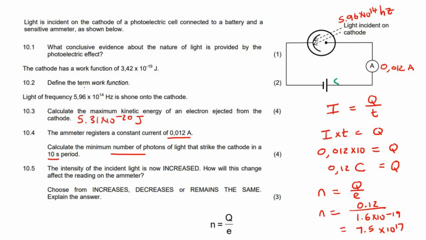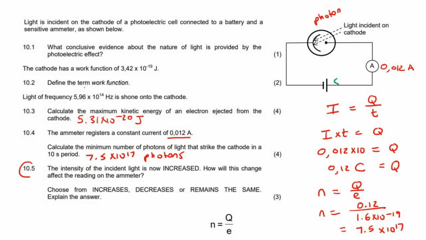So it asks how many photons of light we need. Remember, in the light there are little individual packets, which are called photons. When one photon hits the surface, one electron gets released. So if this is how many electrons are released, then that is also how many photons we need: 7.5 times 10 to the 17 photons.